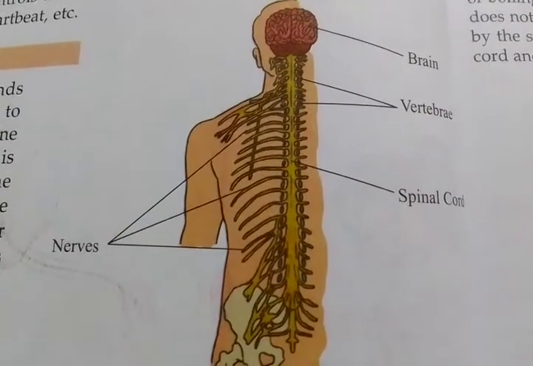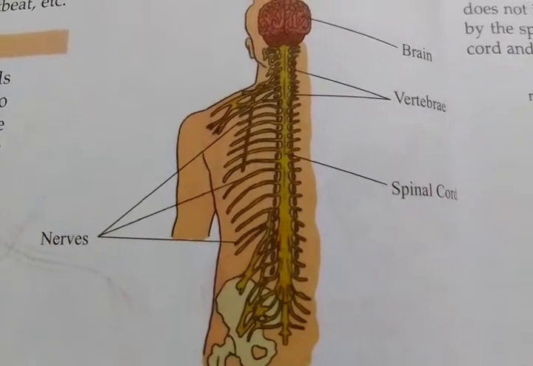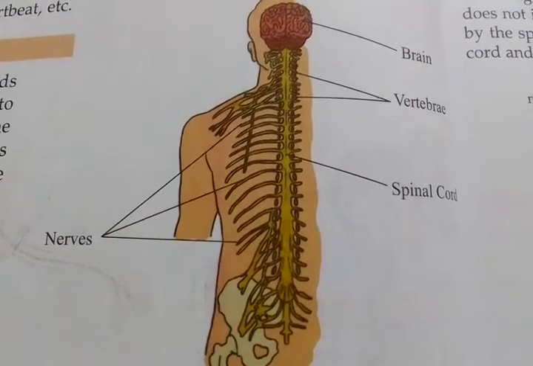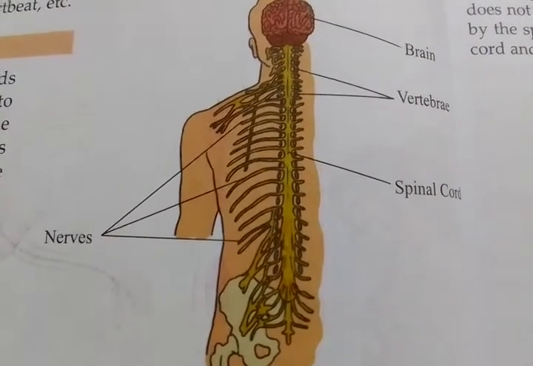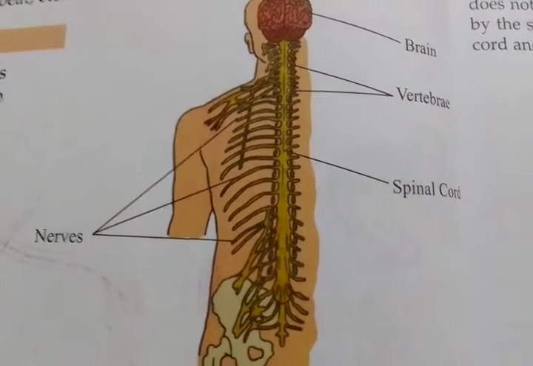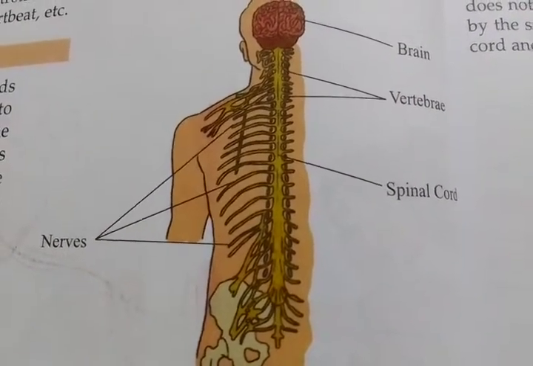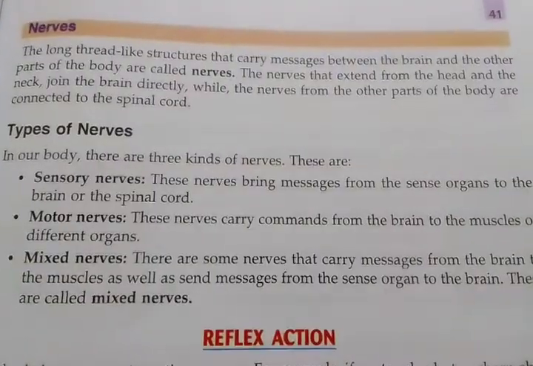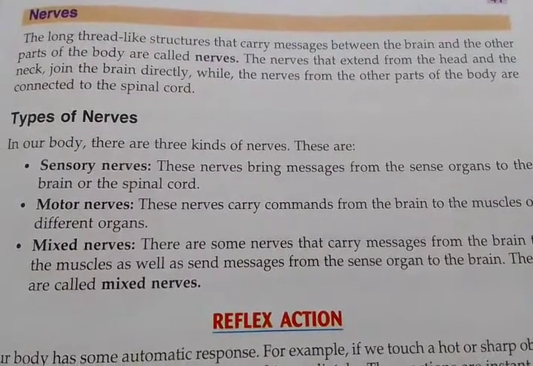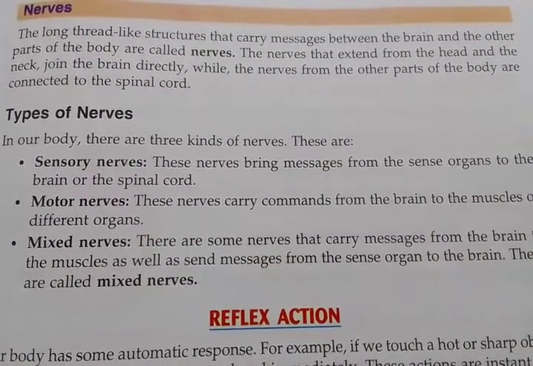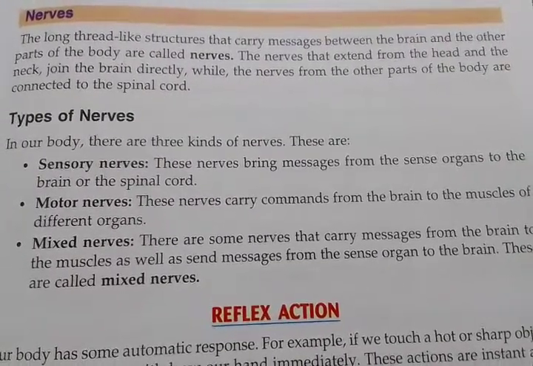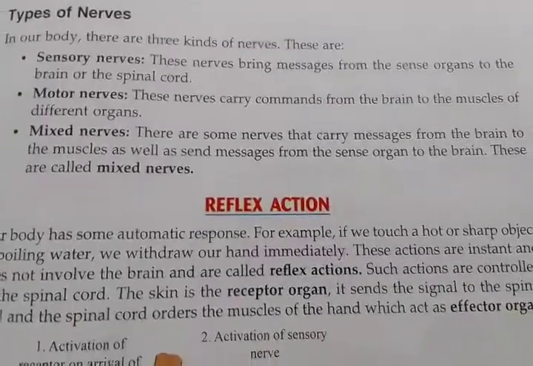Spinal cord then. The thick cord that extends down from the brainstem to the lower end of the backbone is called the spinal cord. It is responsible for the transfer of information between the brain and the rest of the body. The long thread-like structures that carry messages between the brain and the other parts of the body are called nerves. And in our body there are three kinds of nerves. These are sensory nerves, motor nerves and mixed nerves.